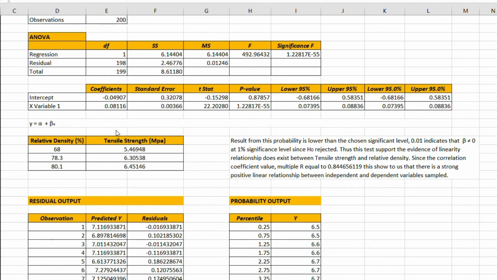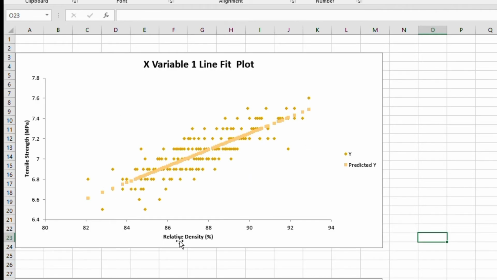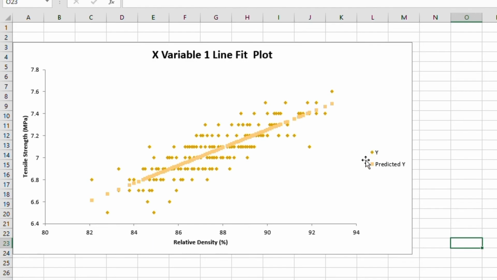Therefore, with this equation and coefficient, we can predict the value of tensile strength corresponding to relative density by using this formula. So by using this formula, we can get relative density, which is 68%, 78.3%, 1%. And this is the tensile strength that we get from this formula. And this is our graph. The gold color is Y and the peach color is predicted Y.